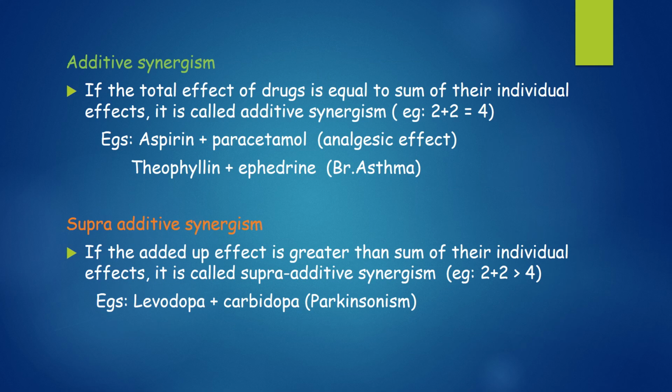So, additive synergism. Synergism means a positive effect. In synergism we have got two types: one is additive and one is supra-additive. What is additive synergism? If the total effect of the drugs is equal to the sum of their individual effects, it is called an additive effect.